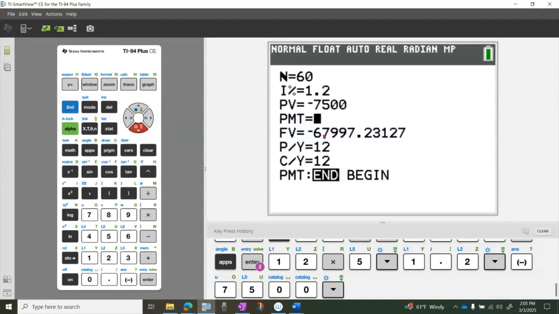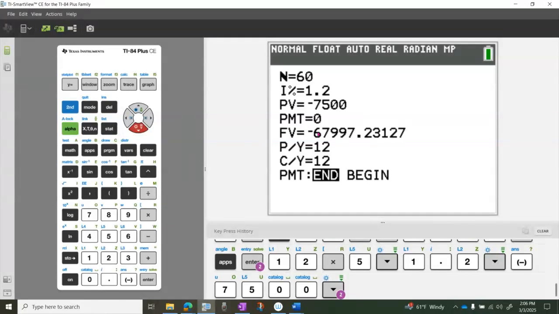Payment, we do not have any payment. We are going to use this next time when we learn annuity. But when it comes to compound interest, over the 5 years you do not withdraw and you do not deposit extra, so payment is 0. We are looking for the future value. FV is the future value of your account, so we are going to solve for this.